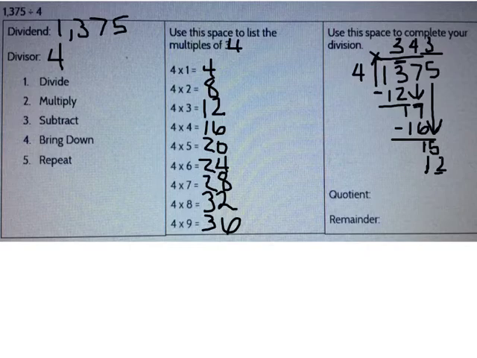Now that I've multiplied, what should I do? I need to subtract to see how many ones I have left over. What's 15 minus 12? 15 minus 12 is 3. I'm finished dividing in the ones place, so I'm finished dividing. What's the quotient and the remainder of this division problem? The quotient is 343. The remainder is 3.